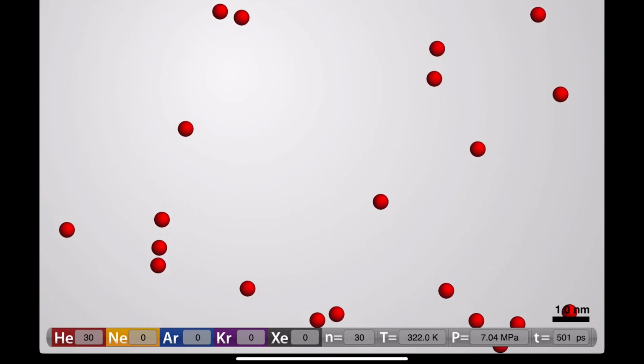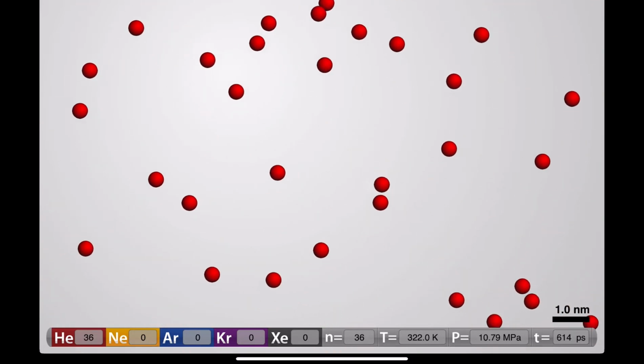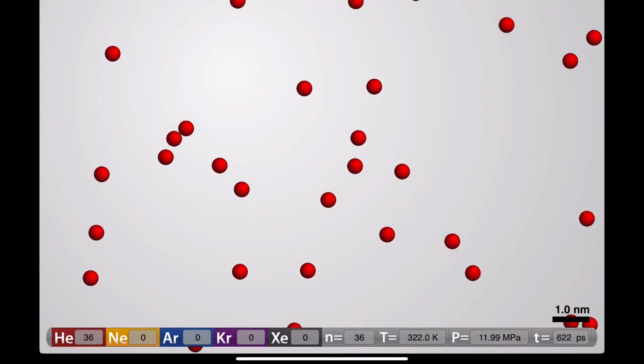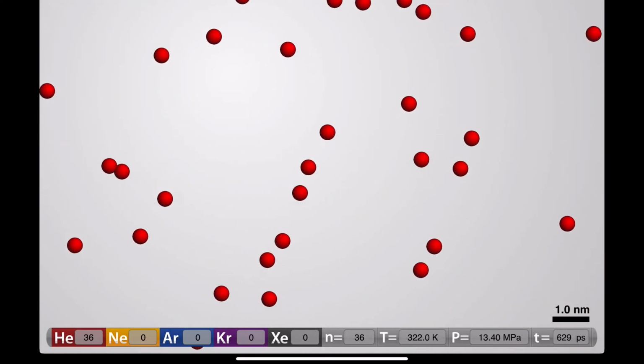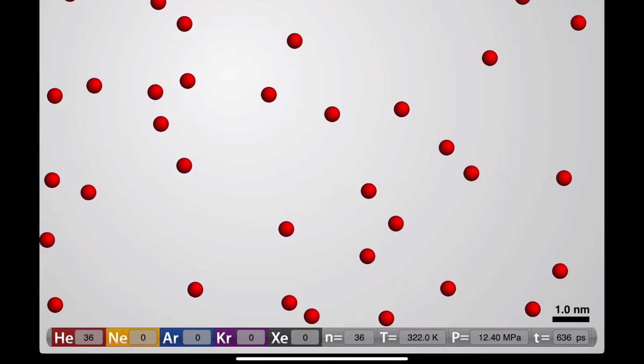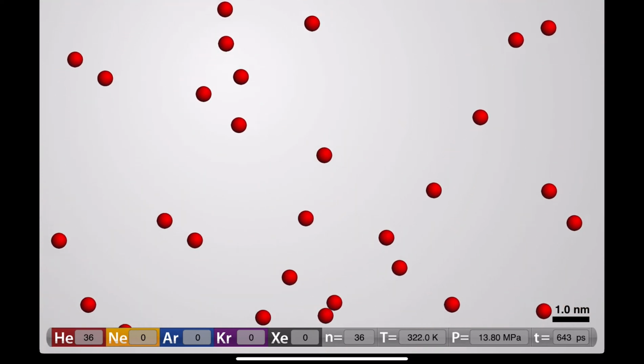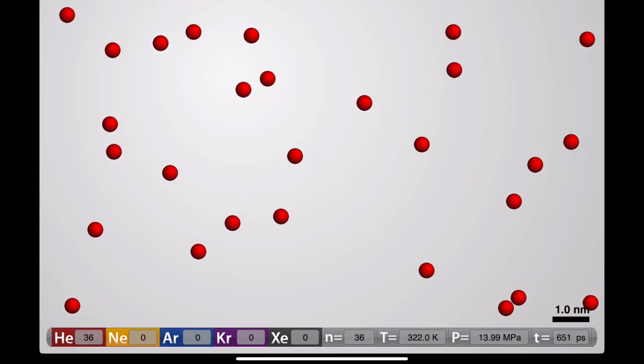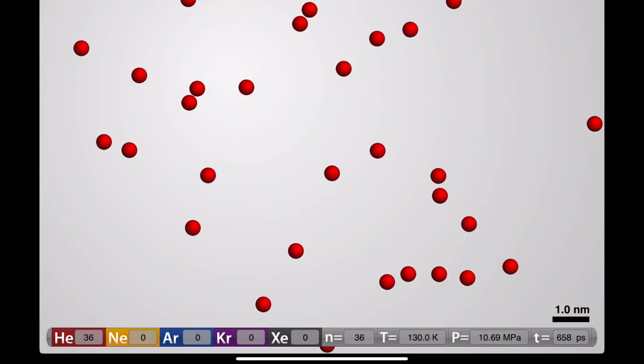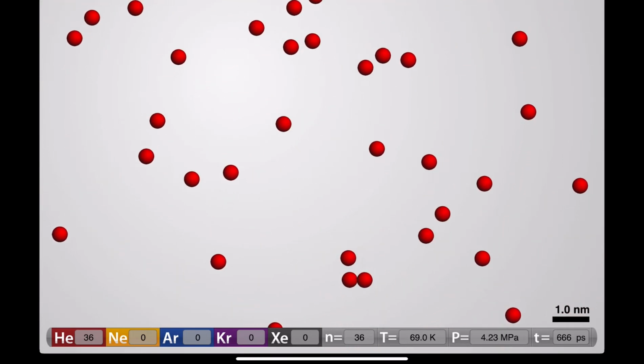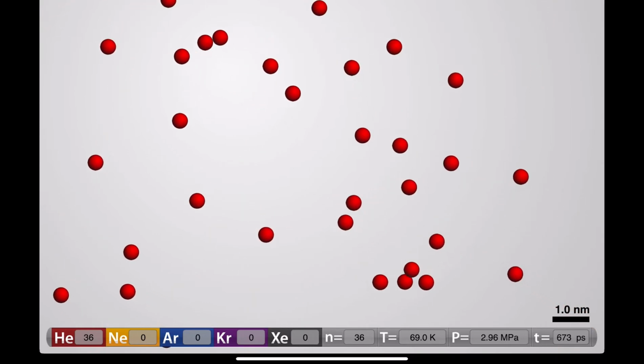If I increase the number of atoms, the moles of atoms, but the temperature and the volume are the same, the pressure goes up correspondingly. If I were to decrease them, it would go back down. We can even show temperature in this simulator. I can cool this sample of gas down, and you'll notice the temperature correspondingly causes the pressure to decrease.